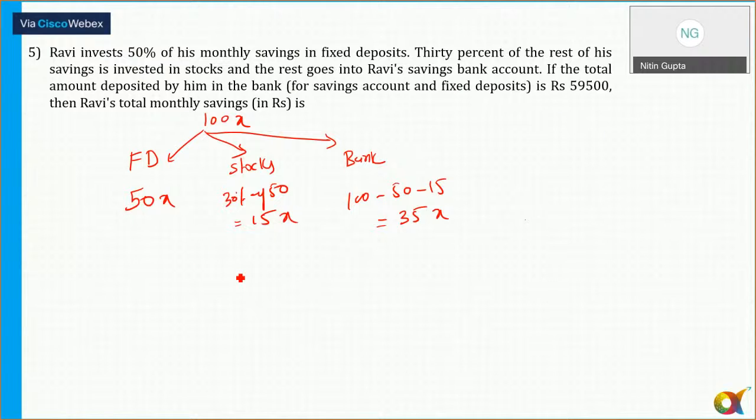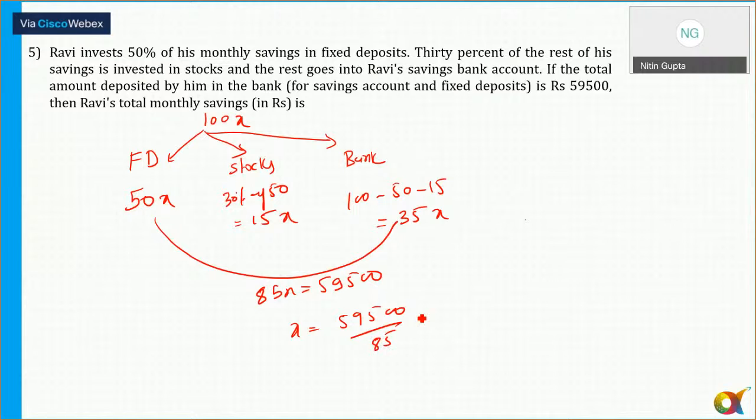So 85x equals 59,500, and x comes out to be 700. So what is Ravi's total saving? That is 100x, so 100 into 700, which is equal to 70,000. And this is the answer.